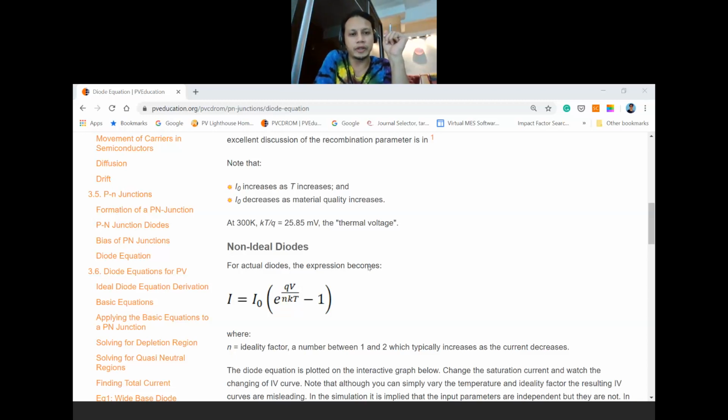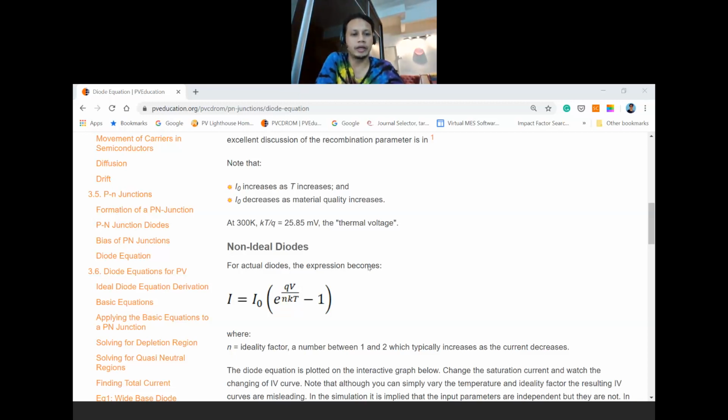So I naught decreases as material quality increases. If you have a better material, you have lower recombination. It makes sense, right? If you're talking about Shockley-Read-Hall recombination, for example, if you have better materials, that means your defects should be fewer. That's why your materials are better. So fewer defects means less recombination, especially SRH. So therefore you will have a lower I naught.